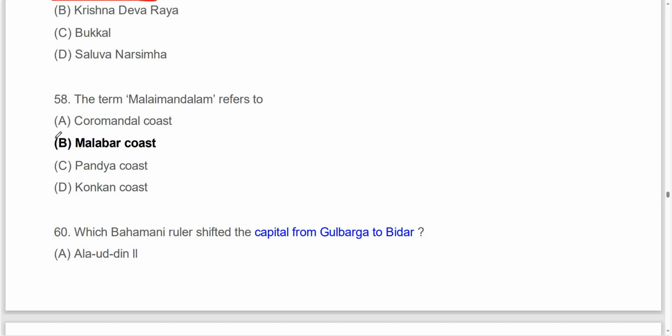The term Malay Mandalam refers to the Malabar Coast. The Malabar Coast was referred to as Malay Mandalam.